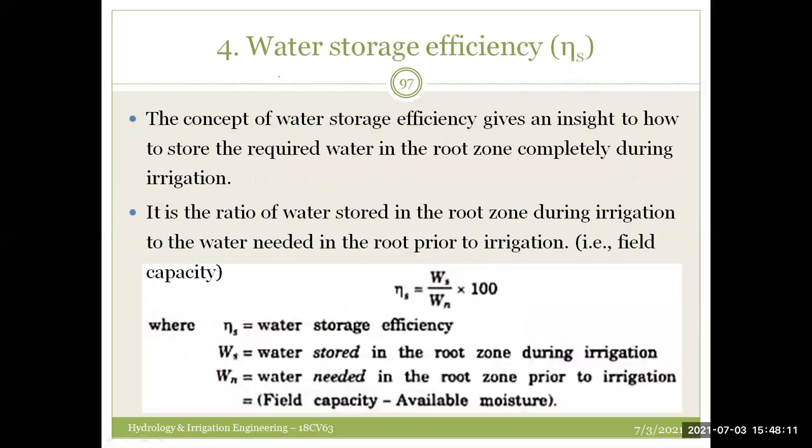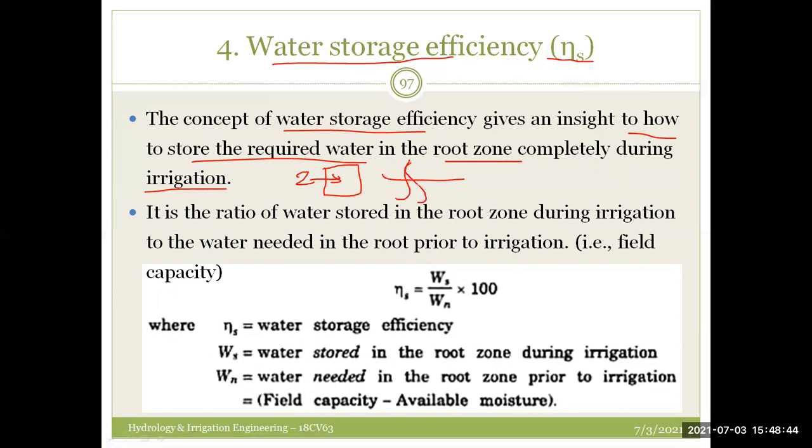And the fourth type of efficiency is water storage efficiency, which is denoted with the symbol eta S. So here the water storage efficiency will give information like how to store the required quantity of water in the root zone completely during irrigation. As I have already mentioned, in case of water application efficiency, for example, if you are supplying 2 cubic of water to the agricultural field, then the root zone, where the plant roots will be, can store only 1 cubic due to the losses.